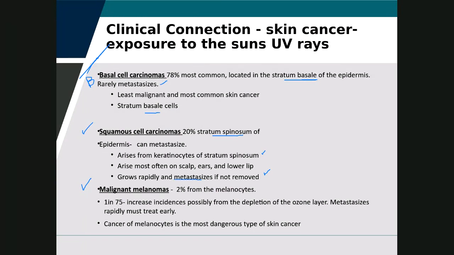The malignant melanoma is very uncommon. Only 2% of skin cancer is the malignant melanoma. Their origin is from the melanocytes. So this has increased with possible depletion of the ozone layer. And this one easily metastasizes and must be treated immediately. The cancer of the melanocytes, it's the most dangerous type of skin cancer.